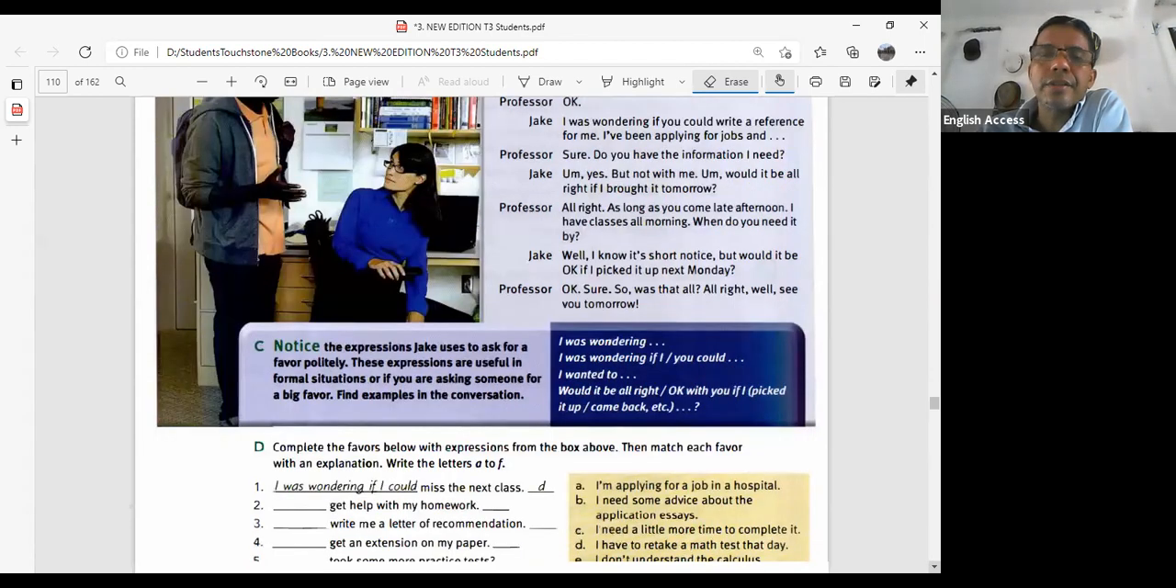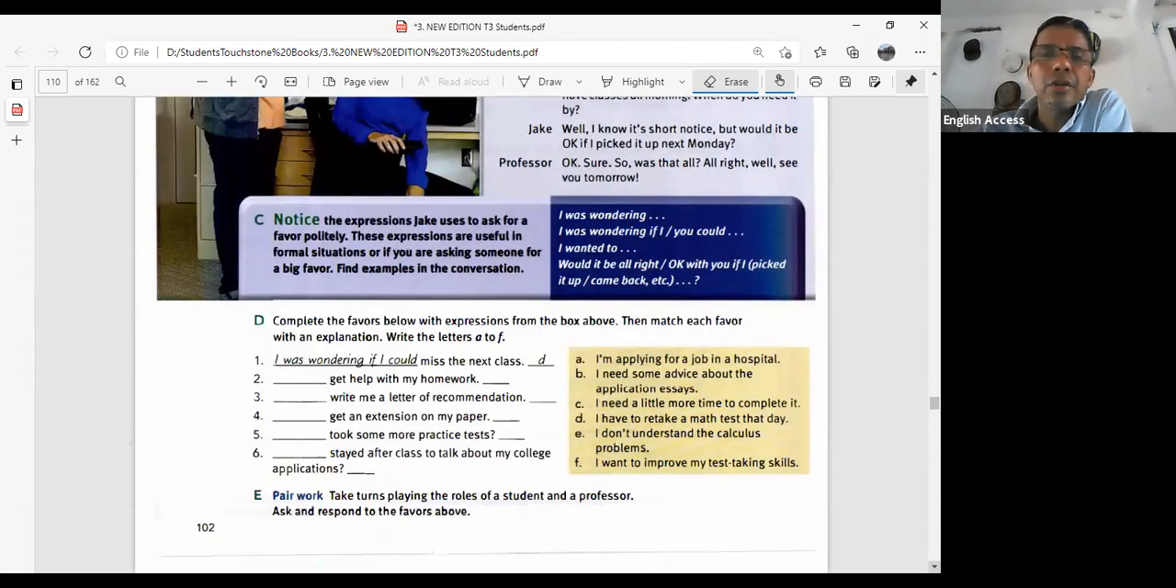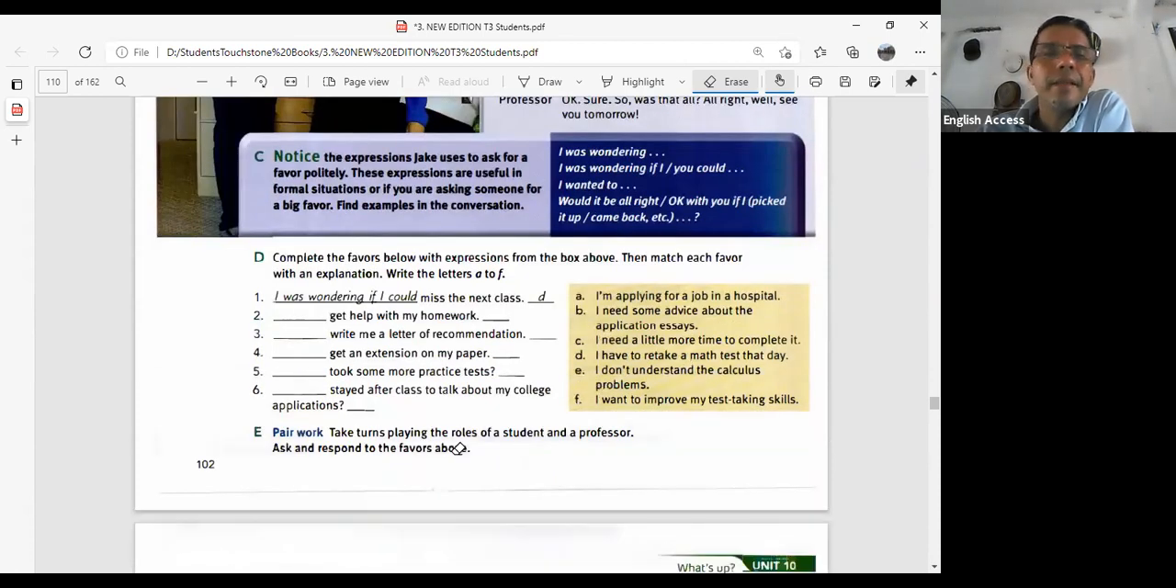So those are the expressions. Okay, we are almost done. Let's complete this exercise, please. Complete the favors below with expressions from the box above. Then match each favor with an explanation. Write the letters A to F. You have numbers here, 1 to 6, and you have A to F.